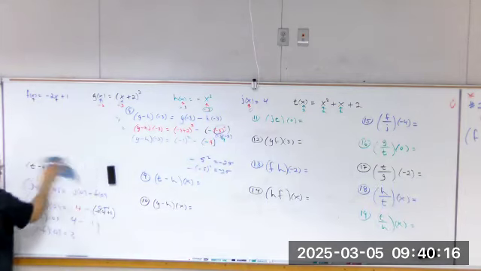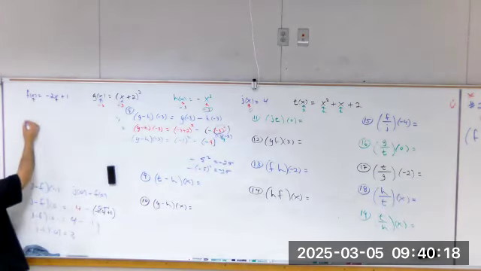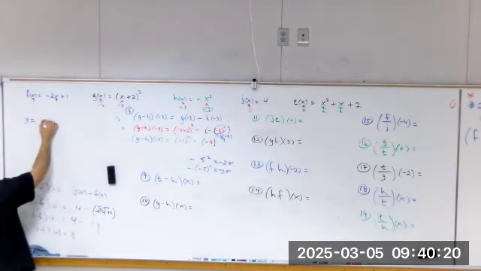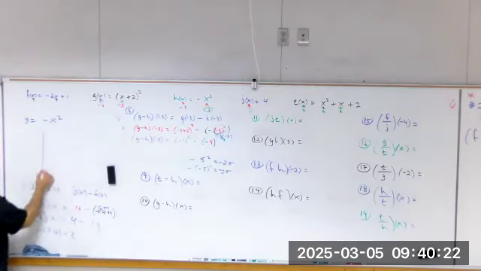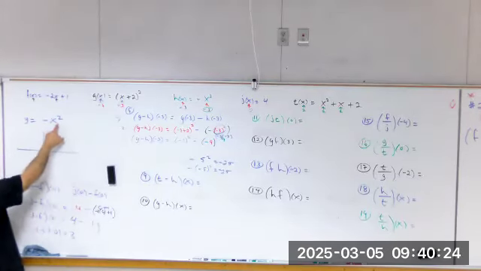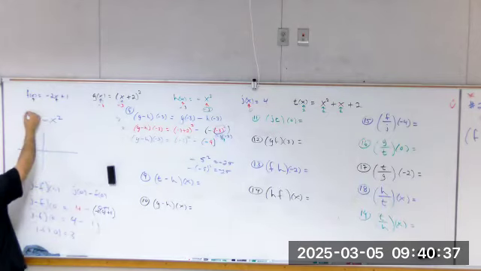Back to last Wednesday. If you were going to graph y equals negative x squared, what is this shape called? What does it look like when you have a square? A parabola. What is this A in front?